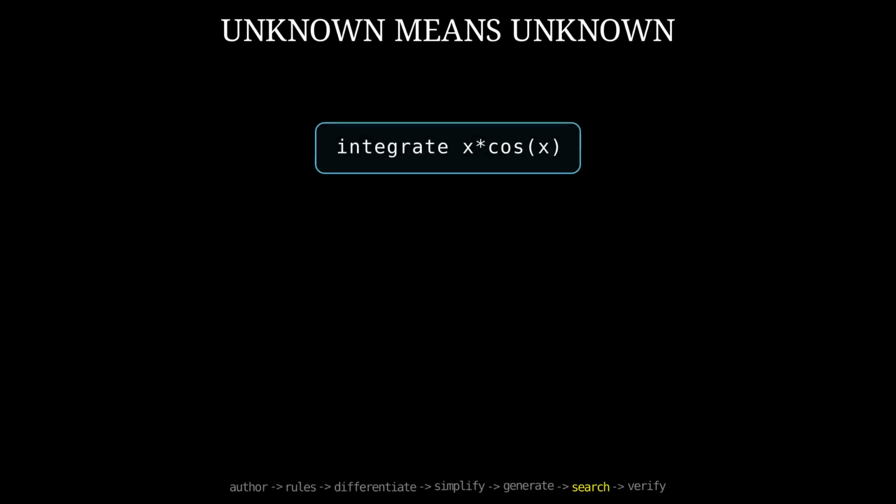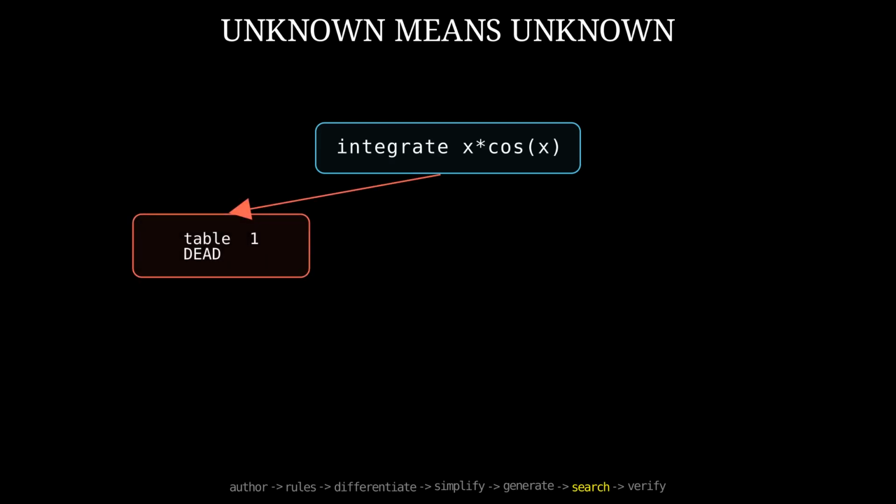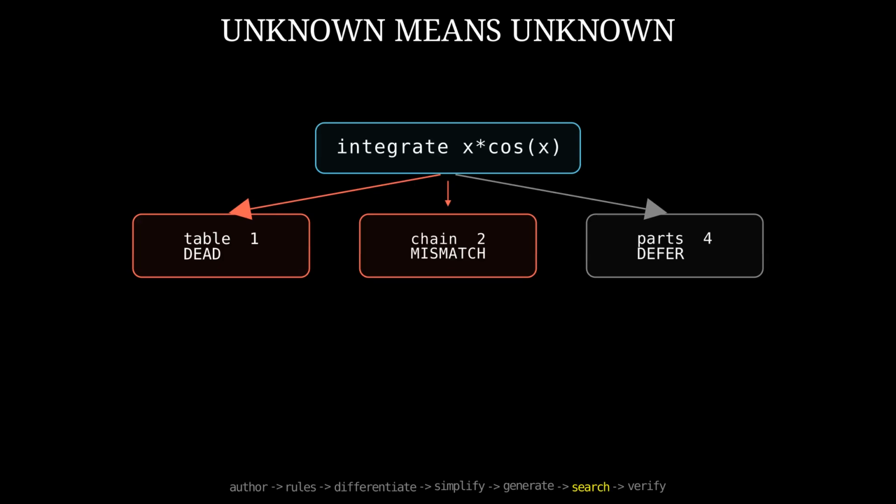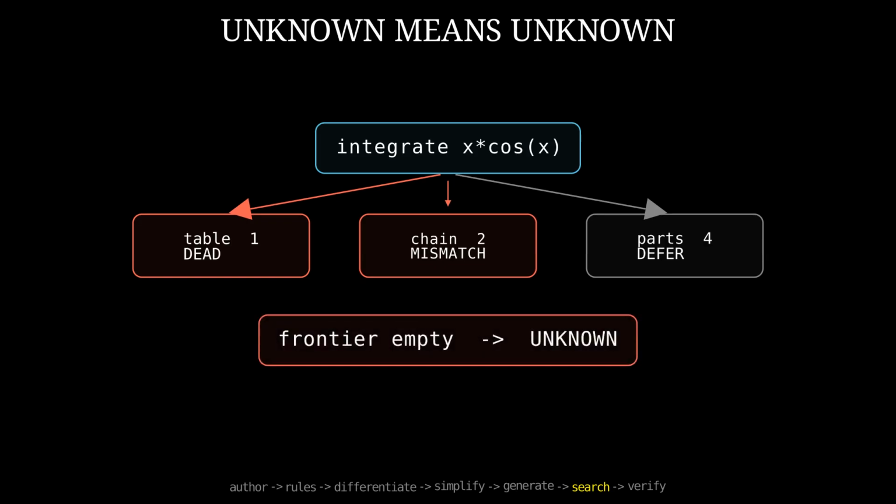Now ask the same engine to integrate x times cosine of x. The direct table fails. Reverse chain sees inner x, whose derivative is 1, but the remaining factor is x. So it does not match. The parts probe recognizes a product but cannot expand integration by parts subgoals. The bounded frontier empties. The engine returns unknown.